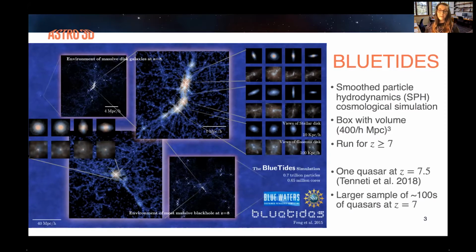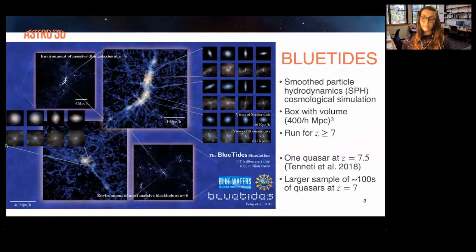So many papers have used BlueTides to explore black holes and quasars in the simulation. The previous study on black holes was a couple of years ago when the simulation had only reached a redshift of 7.5. But by redshift 7, we now have a much larger sample of hundreds of quasars. And so in my work, we can start to now make more statistical analyses of the properties of quasar host galaxies.